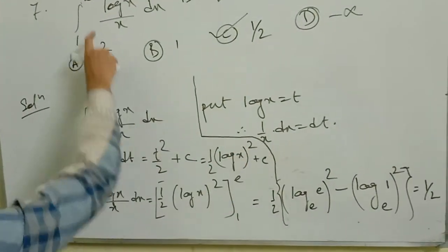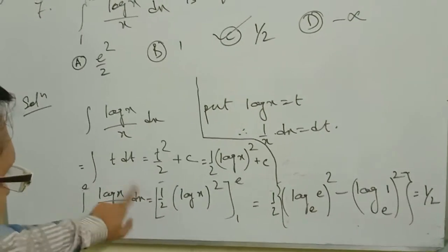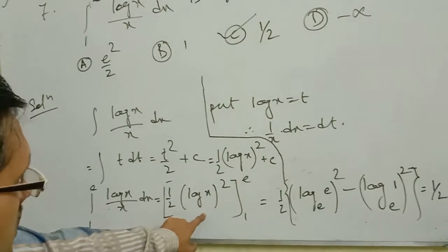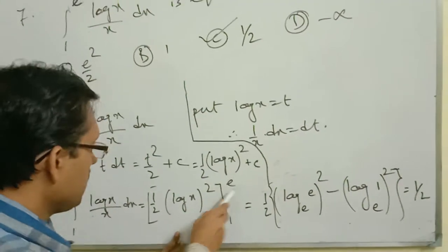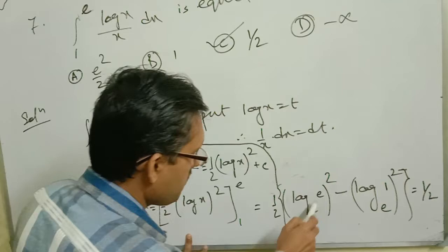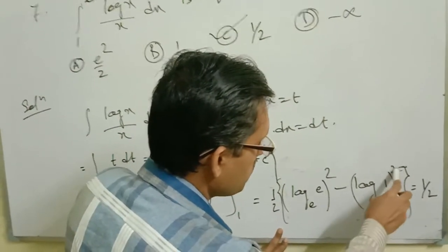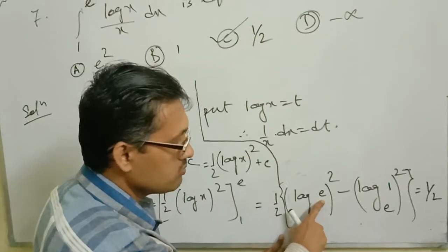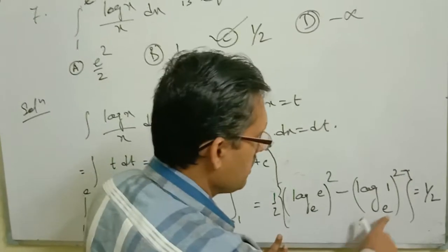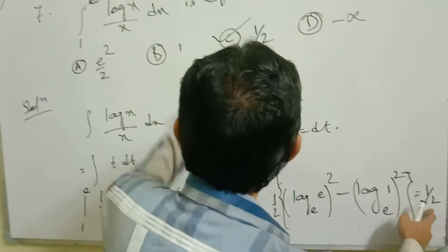Now come to the expression which was given earlier. The integration result will be half of this with upper limit e and lower limit 1. After putting the upper limit, we get log base e of e square minus log base e of 1 square. Log base e of e equals 1 and log base e of 1 equals 0. So the final answer is half. Option C is the correct answer.